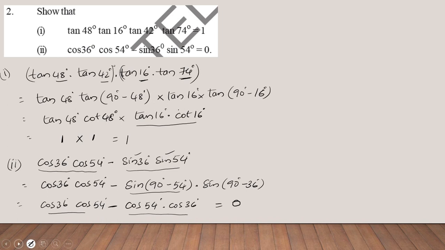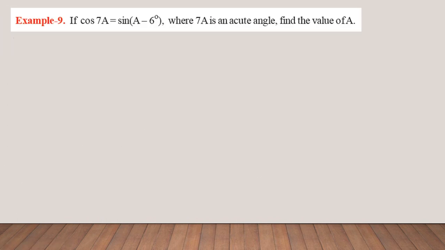Now let us move on to the next question. Example number 9. Here if you observe, cos and sin are complement functions, right? So cos 7a is equal to sin of a minus 6. When can you compare these two? Cos and sin are two different ratios, and he has given that they are equal. So you can compare these two only when their ratios are the same.